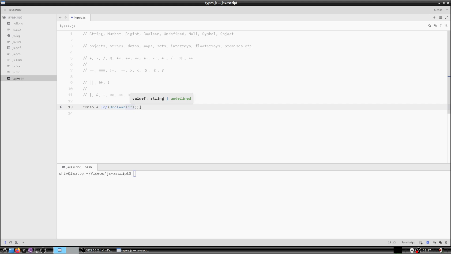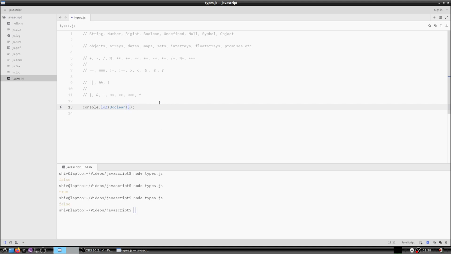For example, an empty string should be false. It is. But if you put in some value, it will become true. So we see numbers and strings are there. Booleans, there are two, true and false. What about undefined? This should be false because there is no value.